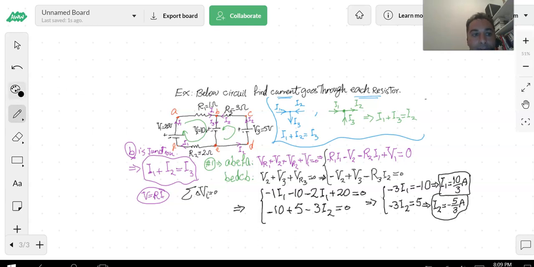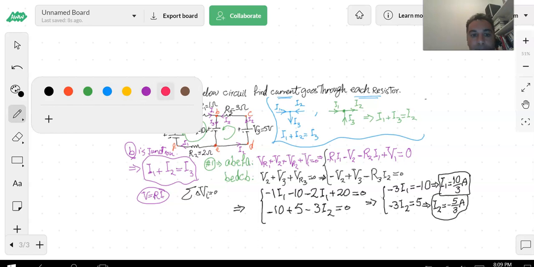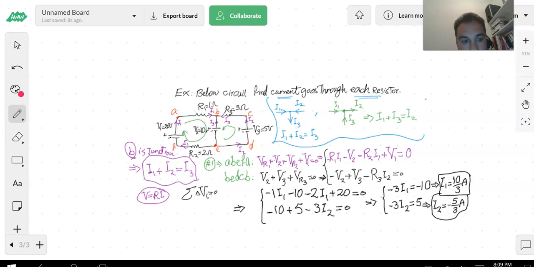When you are done, let me do it by, what color do you like? Red? Okay, let's go by red. So we found I1, we found I2 together. Now let's find I3, because I1 plus I2 is I3. Therefore, I3 becomes I1, which is 10 over 3, plus I2, which is minus 5 over 3. The answer is 10 minus 5, which is 5, divided by 3 amp.